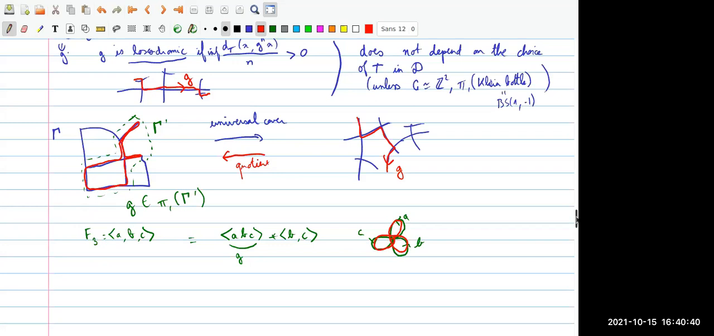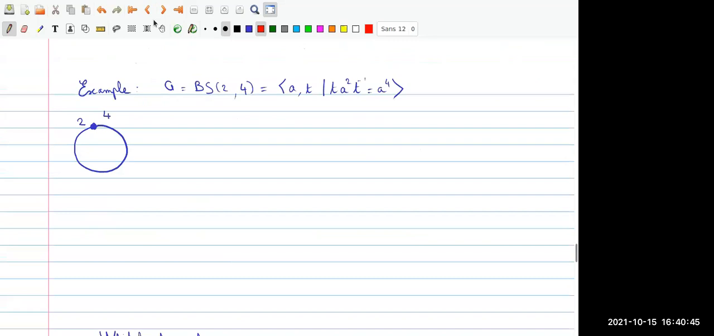So I will do a concrete example. So here's my favorite Baumslag-Solitar group, BS24, with its presentation. And here is the usual graph of groups. And now I want to construct the universal cover. So what is the universal cover? So I have one vertex and one edge in my graph of groups, so I should have one orbit of vertices and one orbit of edges in the universal cover. So here's a vertex. And I put an arrow on the edge.